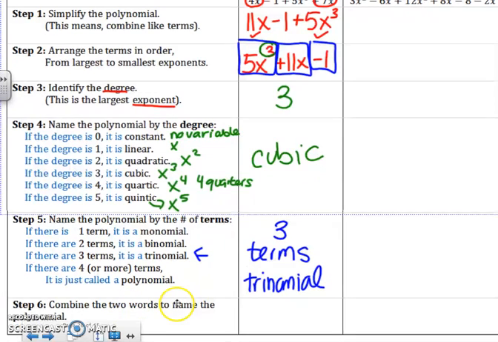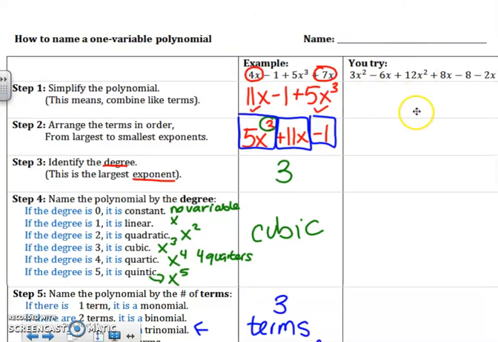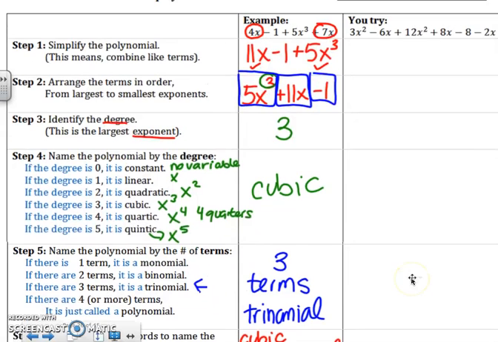Okay? So then you're going to combine the 2 words to name it. And we put the degree first. So your final name for this would be a cubic trinomial. Okay? So that is how you classify polynomials. So I want you guys to try this one on your own. See as far as you can get, but press pause and try it on your own.